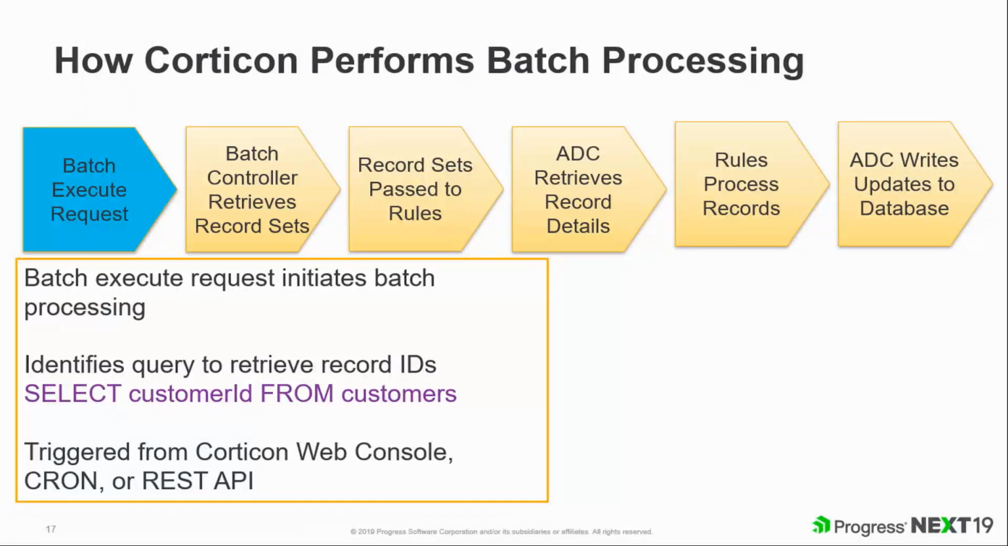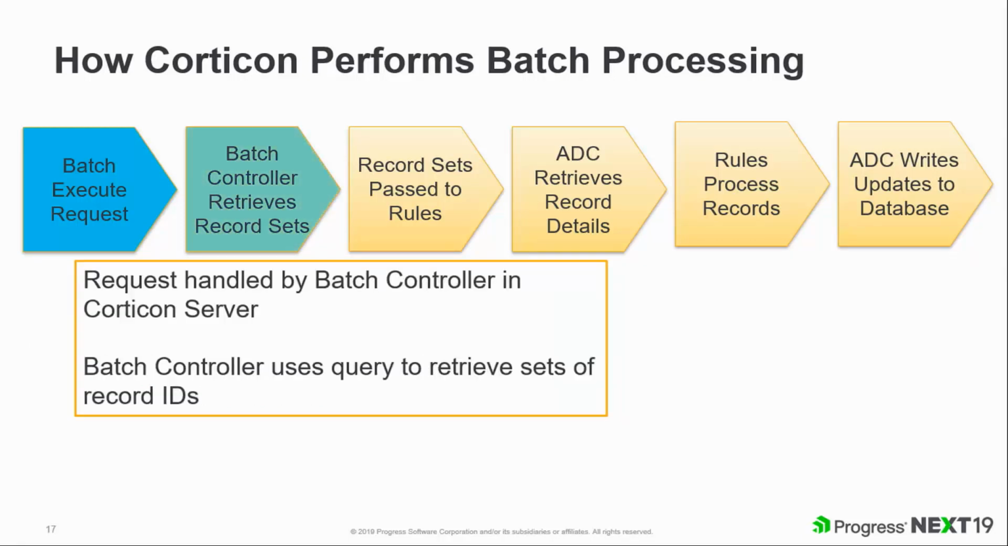There are multiple ways you can trigger the batch request. You can do it from the web console. It's a REST API call, so if you want to integrate it with other systems, you can do that. The batch controller is a component of the Corticon server, a new component of it, and it basically is managing the whole batch transaction, the batch processing that's occurring.